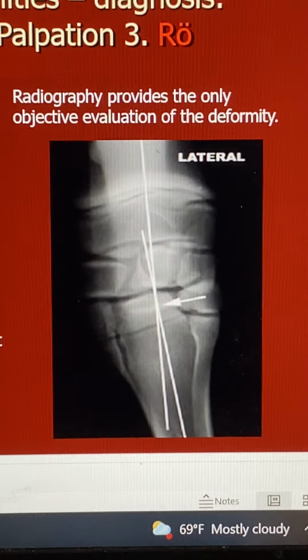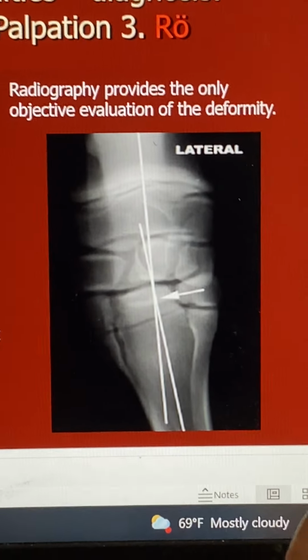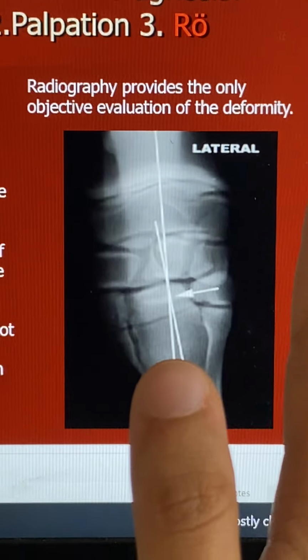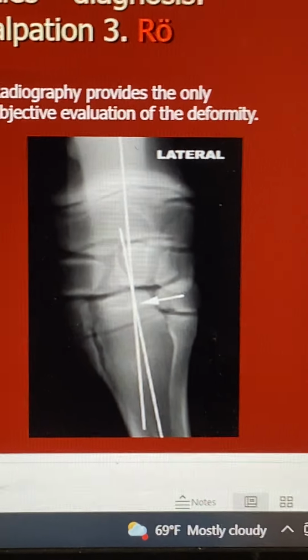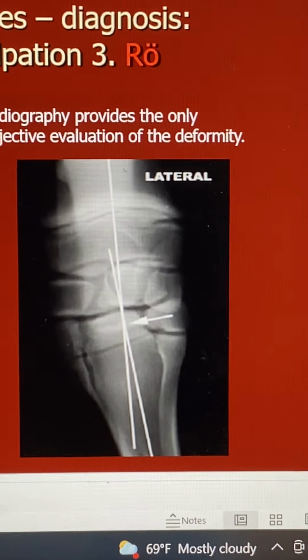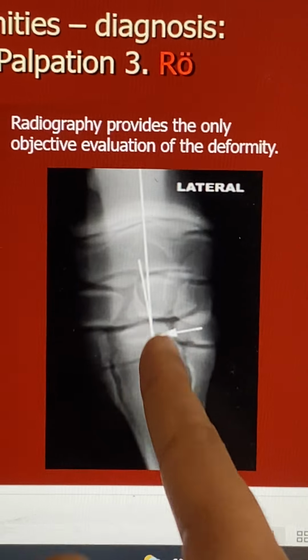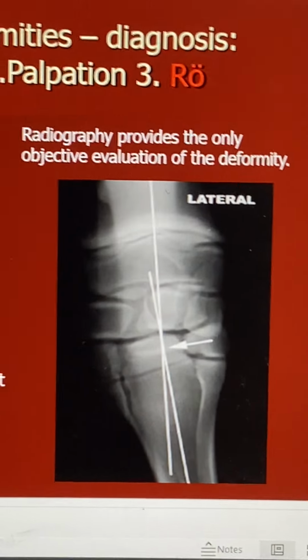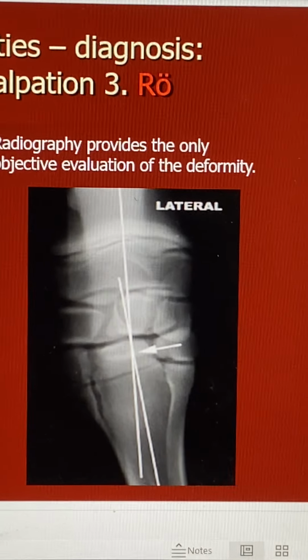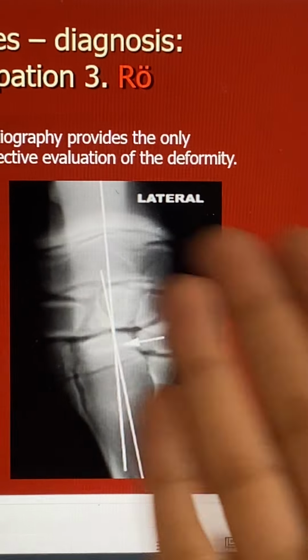Next, we also have x-rays. They provide the only objective evaluation of deformity, as you saw there. So you do a dorsopalmar view. So just imagine the horse is in front of you. You take a photo from the front of the horse, and you look at the tibia and the third metatarsal bones. And if they're not in alignment, so you can see it's a bit mishmash here, you will see an angle of 5 to 7 degrees is normal. This isn't normal.